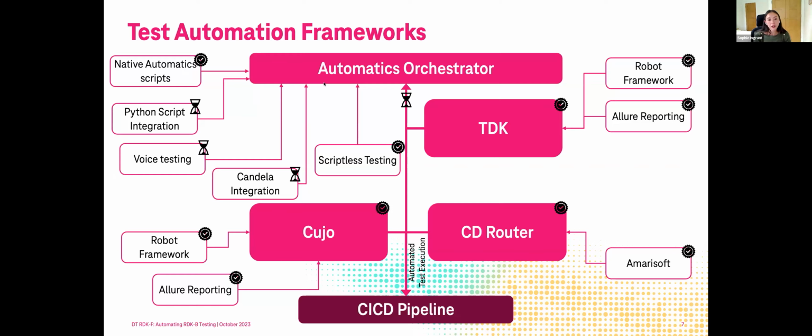We've got voice testing going on. We have Candela, which is a specific Wi-Fi testing tool. And also there's a new feature that's just been launched called scriptless testing as well. Then we have Cujo and TDK, for which we're both using a robot framework to integrate those into the automatics orchestrator. And finally, CDRouter. Now, what we have with CDRouter is that it is a very good standalone platform.